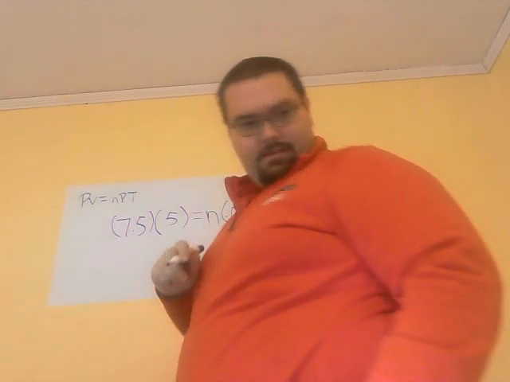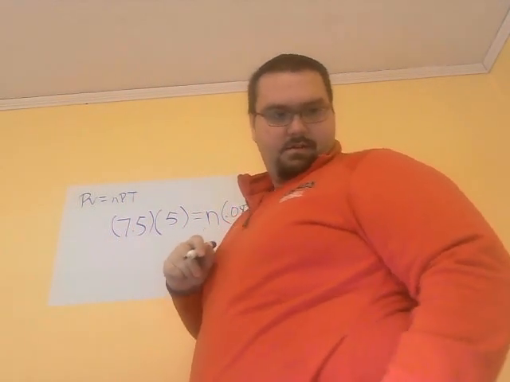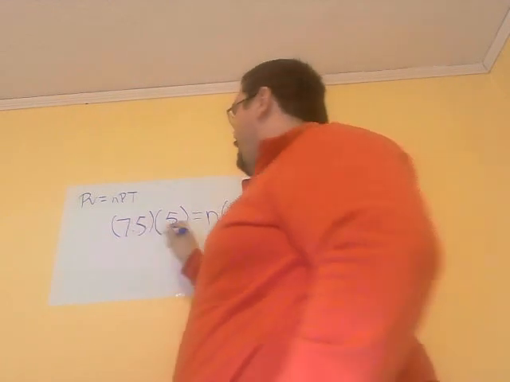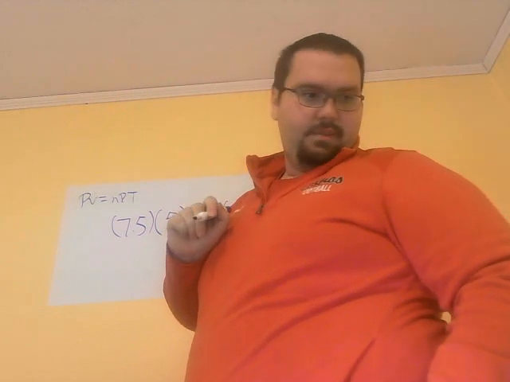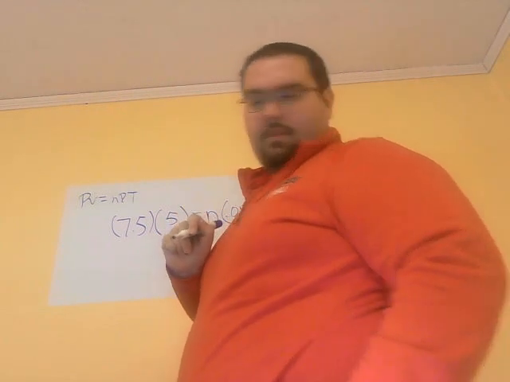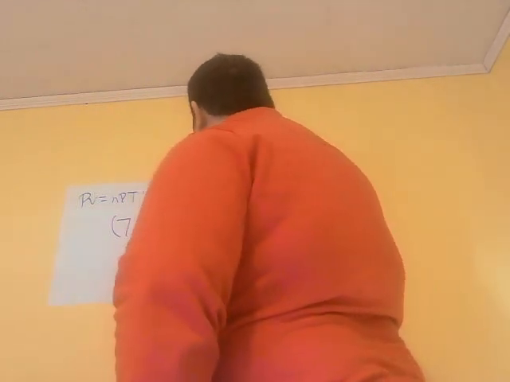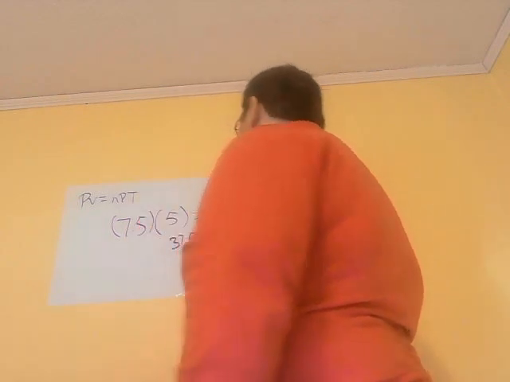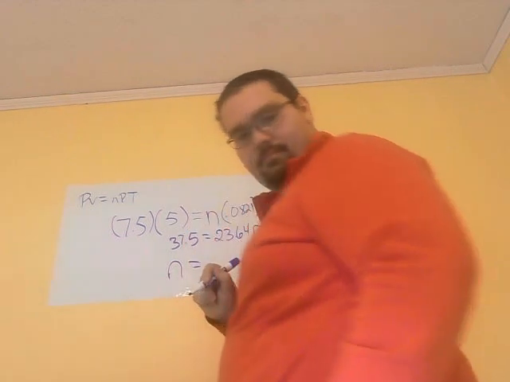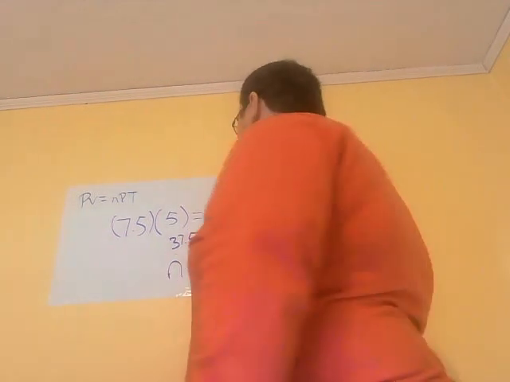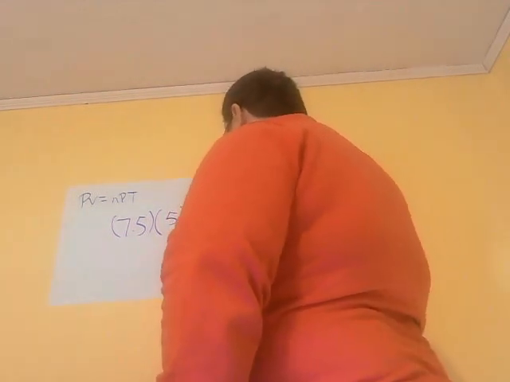So if we do out the math, we get 37.5 is equal to 23.64 N. So we divide both sides by 23.64 and we get N is equal to 1.59 moles.